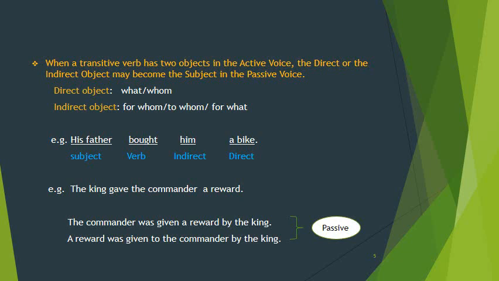Another example is, the king gave the commander a reward. Here the king is the subject, gave is verb, the commander an indirect object, and a reward is a direct object. So we can change it in two ways. First is, the commander was given a reward by the king, or a reward was given to the commander by the king.